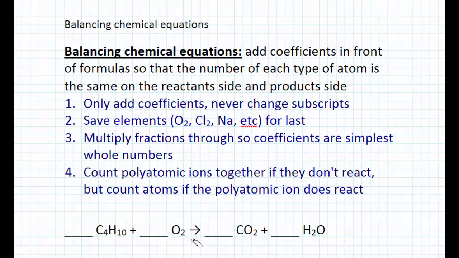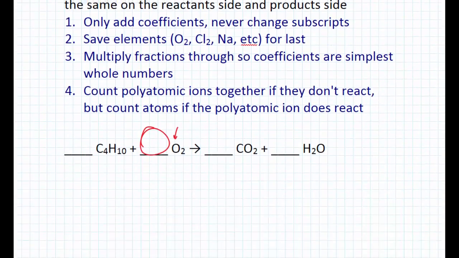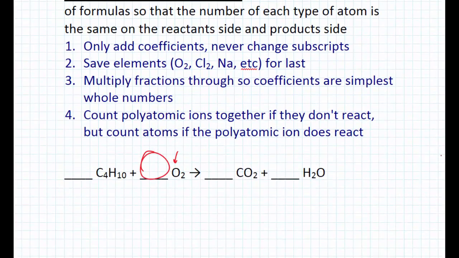Save elements for last. So like this O2 right here, we can put whatever coefficient we want right there without messing any of the other elements up. So it's best to save that for the end. If we got fractions, those need to be multiplied through, so we get whole numbers. Polyatomic ions can be grouped together. If you've got sulfate on the left and sulfate on the right, count that as a sulfate group instead of counting all the 4 oxygens within them.